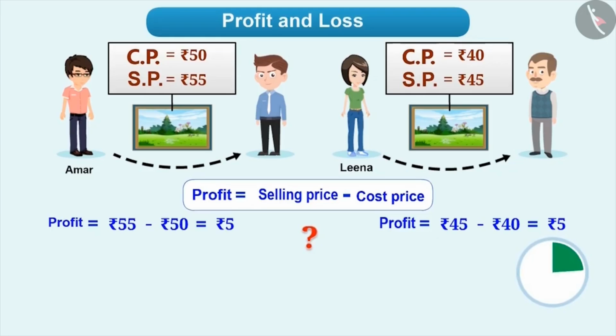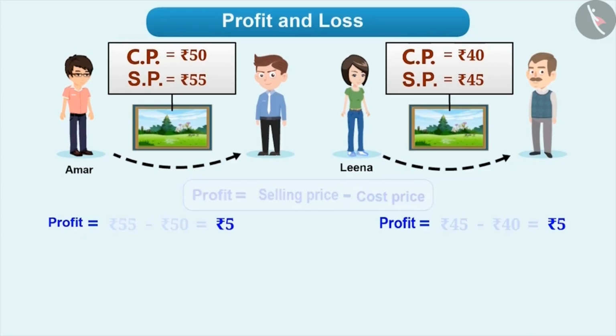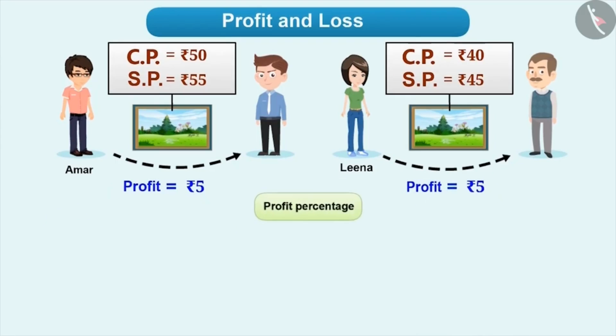Think for a while. No, we cannot say this, because even though there is a profit of 5 rupees, Amar has earned a profit of 5 on cost price of 50, whereas Leena has earned a profit of 5 rupees on cost price of 40. Since cost prices are not equal in both cases, we cannot say that both get equal profit. Then how are we going to find out who has got more profit? One way to do this is to express the profit as a percentage.